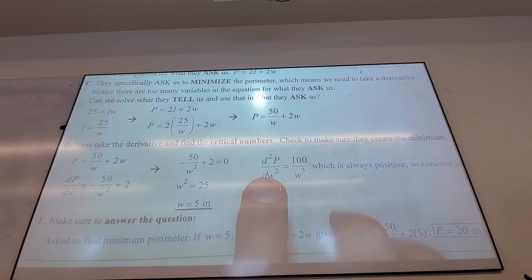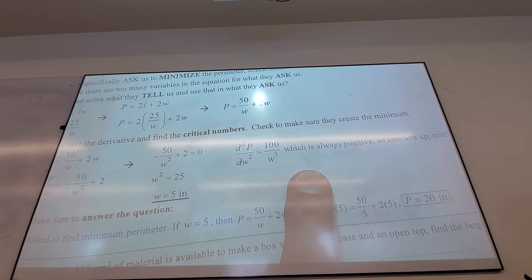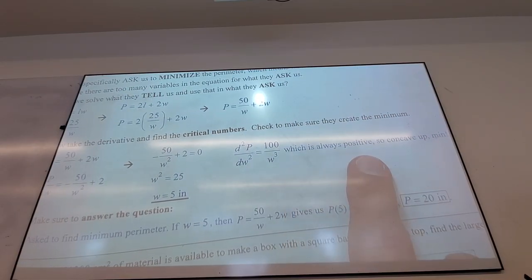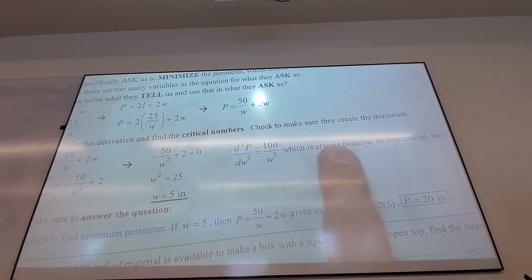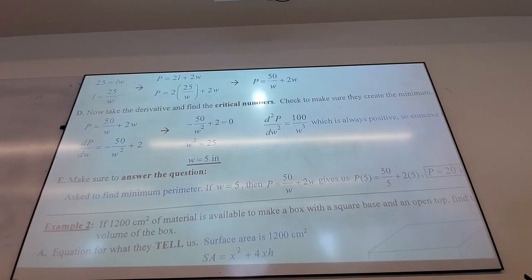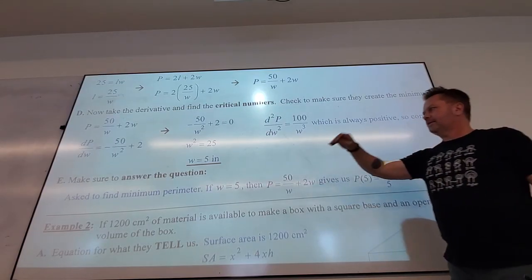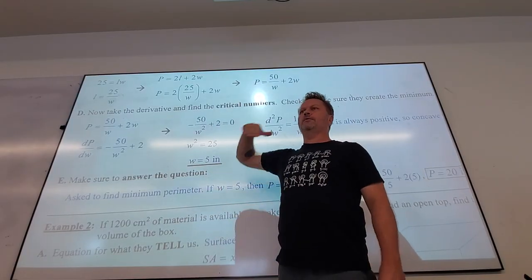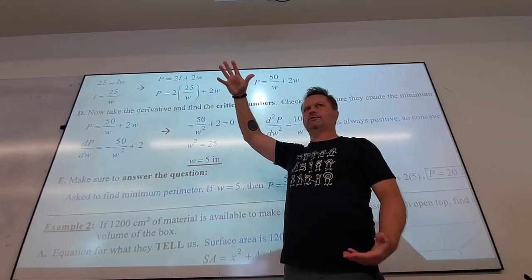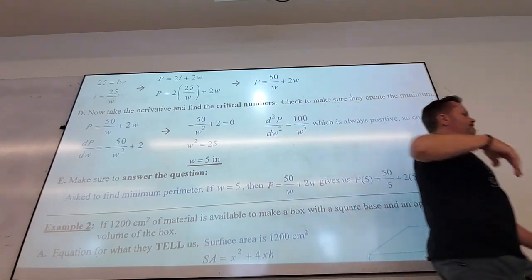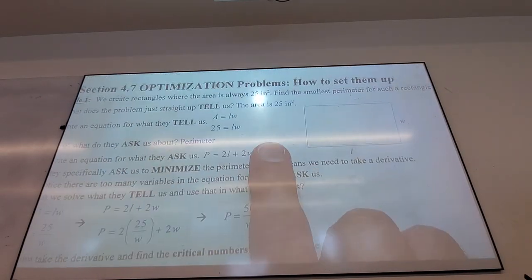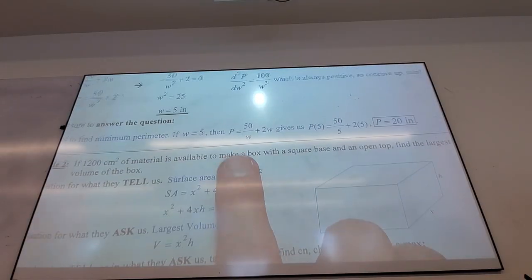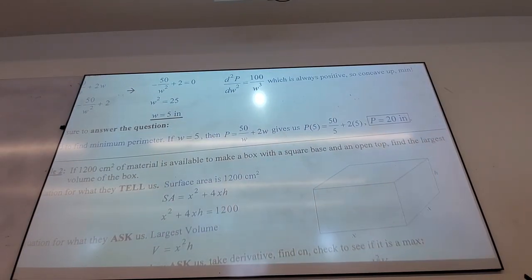And then here's the second derivative test. It's only negative for negative values of width, and I can't have negative values of width, so it's always positive. So this is a min. That would minimize the perimeter. Okay. This last thing is really important. Always go back to the question to make sure you actually got the answer to the question. In this case, the question was to find the smallest perimeter. We found the width. I have to find the perimeter. Bam.